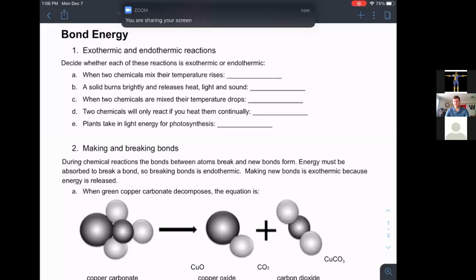So if you guys want to open up your assignment for today on bond energy and breaking and forming bonds. All right, it should look just like this one.